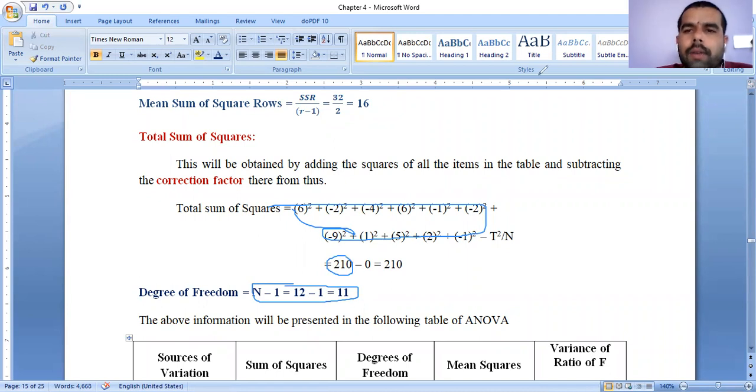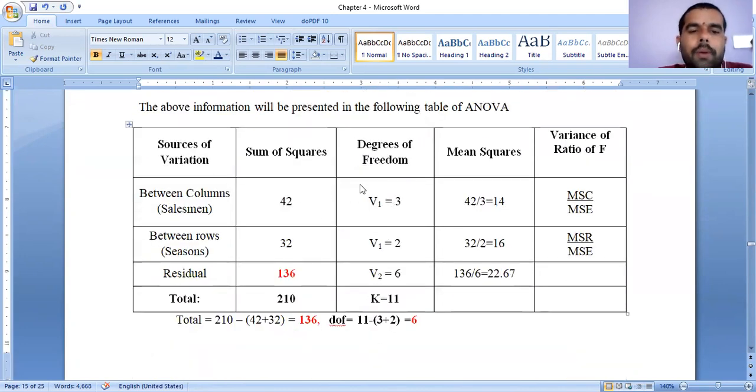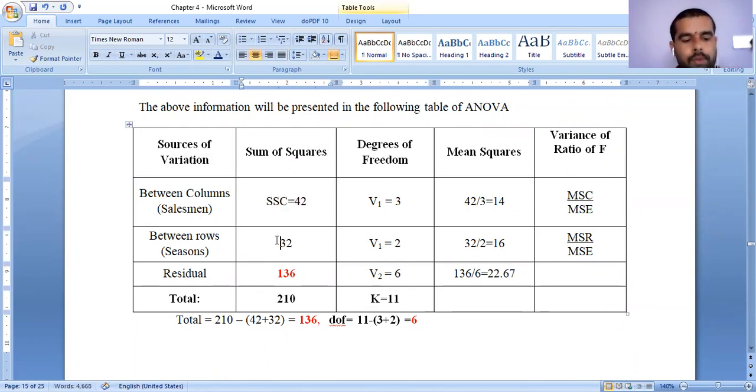After getting all the values, what you have to do? You have to complete the above information, which will be presented in the following ANOVA two-way classification table. Observe carefully, this is the final table. Already in the beginning class I said that you have to practice the ANOVA two-way classification table. The table will be in this way. This 42 is the SSC value. SSC is equal to 42. Then SSR is equal to 32. Then SSE is equal to 136. How did you get this 136, and V2 is equal to 6?